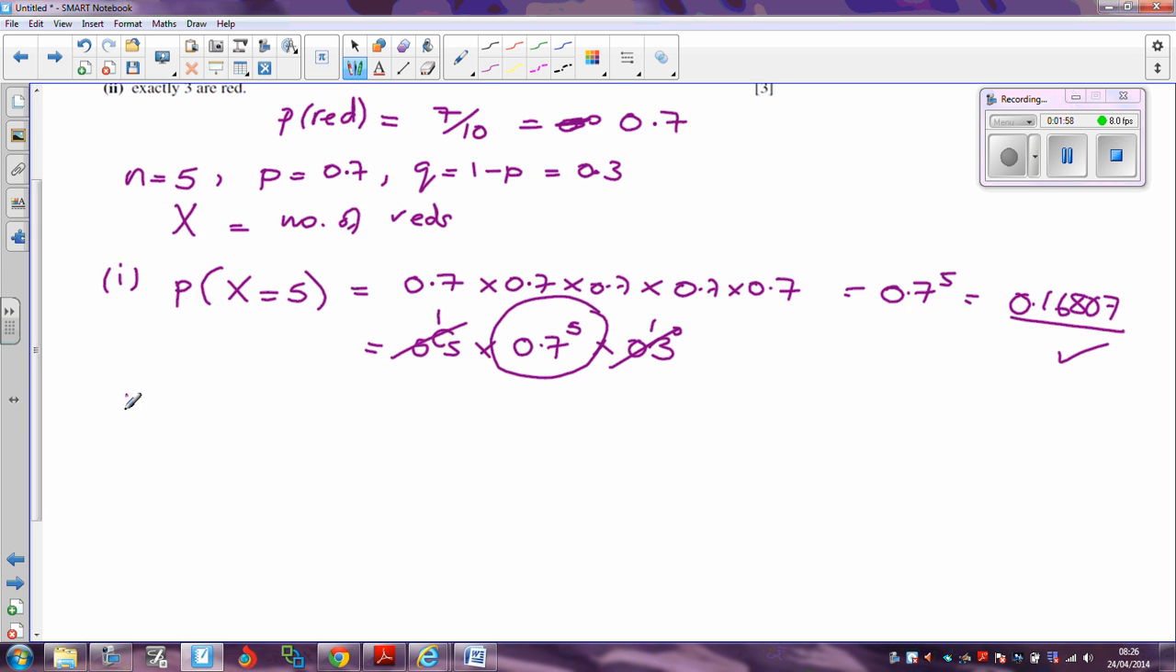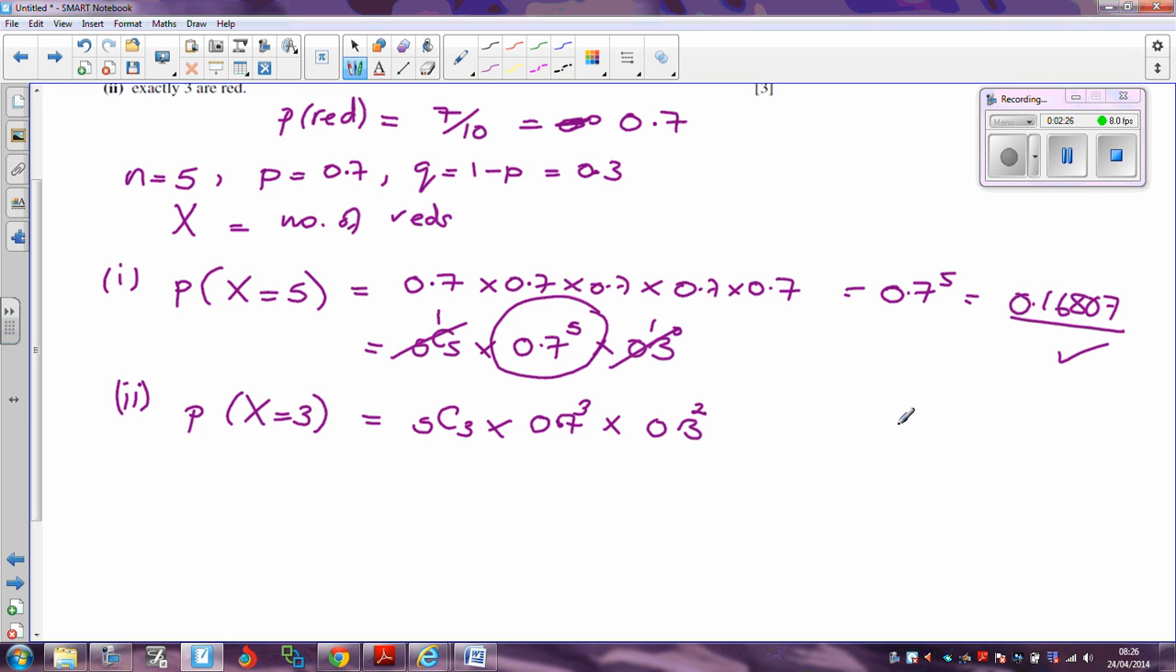Right, part 2 says you want the probability that X is equal to 3, that exactly 3 are red. And that's not quite so straightforward. Now, what we need to work out is 5C3 times the probability of success, 0.7, happening 3 times, multiplied by the probability of failure, getting a green, happening the rest of the time, which is twice.